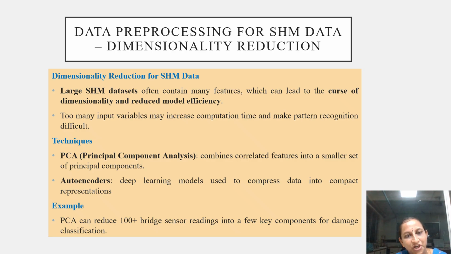In order to reduce the dimensionality of the data which is being collected, we will be using techniques like principal component analysis, where the correlated features will be combined into smaller sets of principal components. And autoencoders are also used to compress the data into a compact representation. For example, the data collected from your bridge may have 100 plus sensor readings. So the key components which are required will be extracted with the help of techniques like PCA and autoencoders, and that data will be helpful for damage classification.